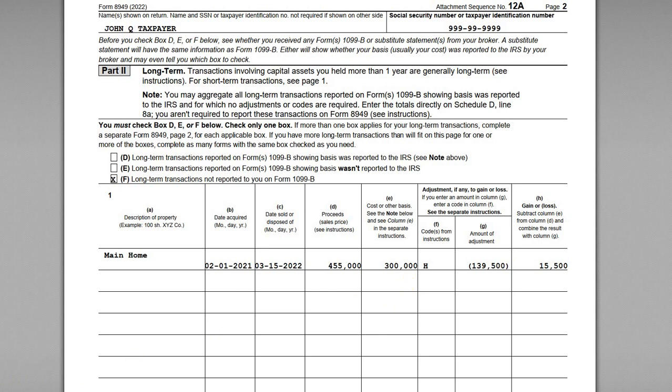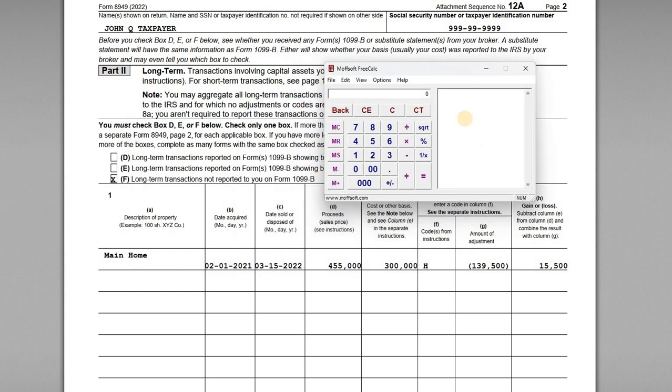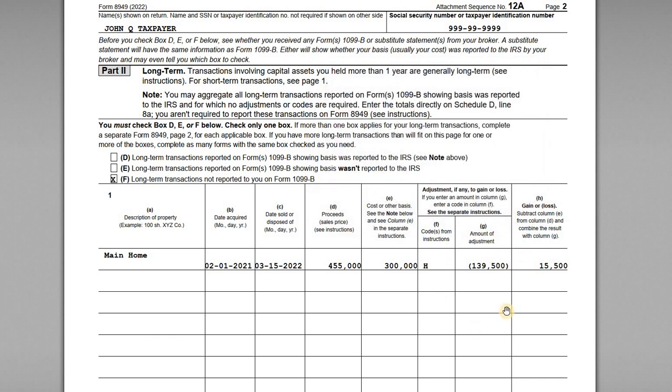If we do some simple math, just so we can see what this looks like: $455,000 is the total sales proceeds, minus $300,000 cost, so his gain on the sale is $155,000. But remember, the amount of his exclusion is prorated. He can't get the full $250,000. He's only allowed $139,500, and so that's why the amount of gain that he is still subject to tax on is $15,500.